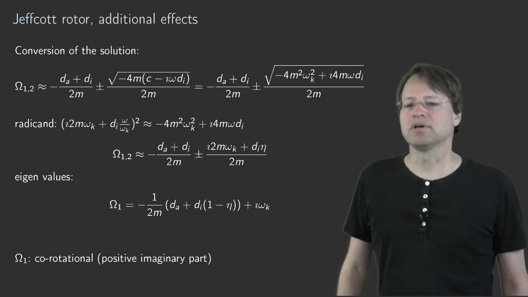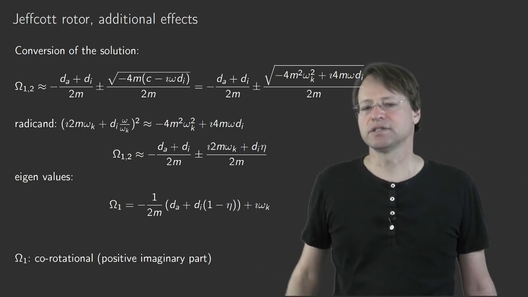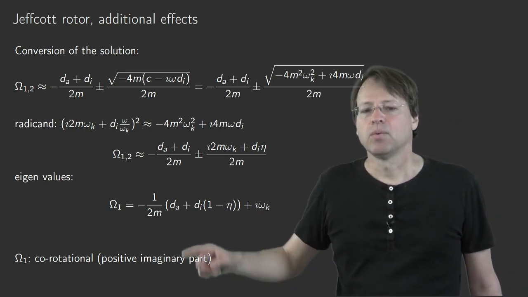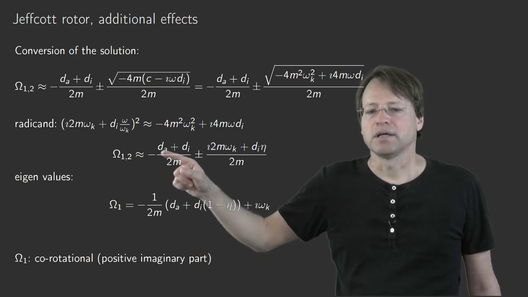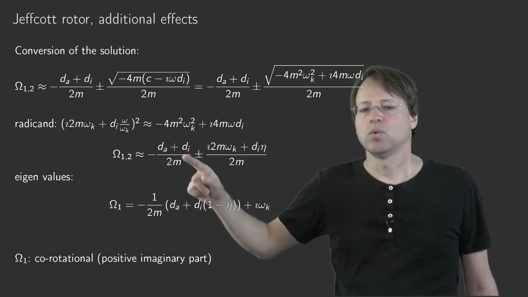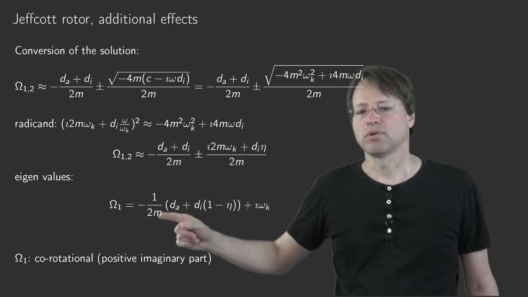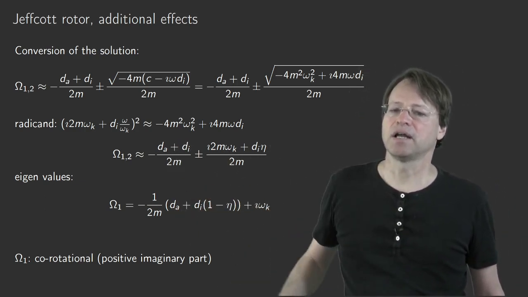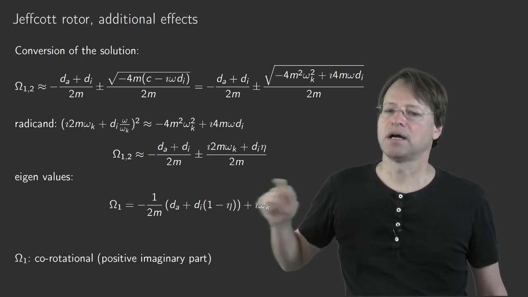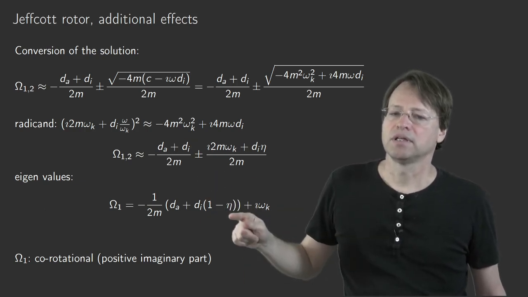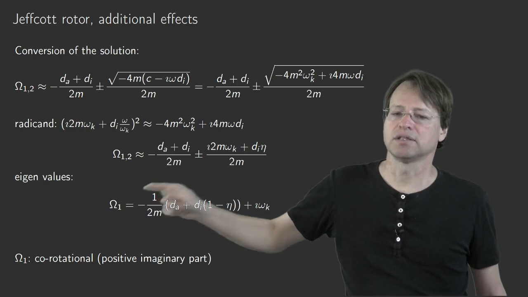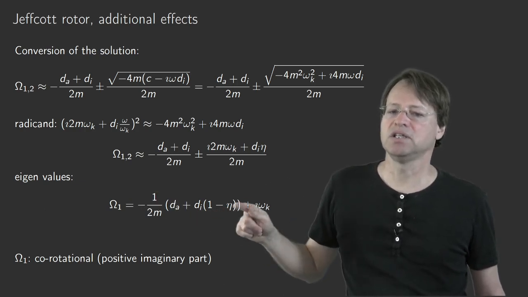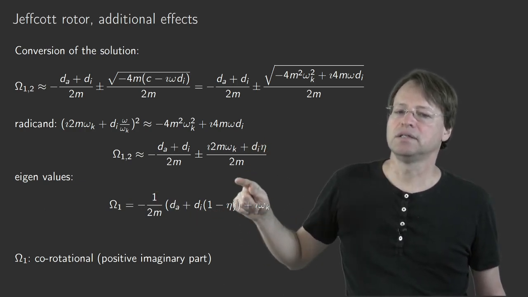What can be said about the real part of that co-rotational eigenvalue? Well, it's composed by a negative sign here, 1 divided by 2m, which appears in both terms, that factor here. And then we start with d sub a plus d sub I. And then now we take a negative sign, because the other negative sign is here, minus eta d sub I.